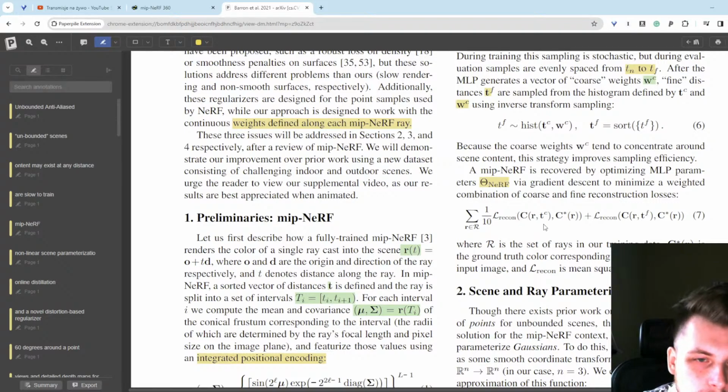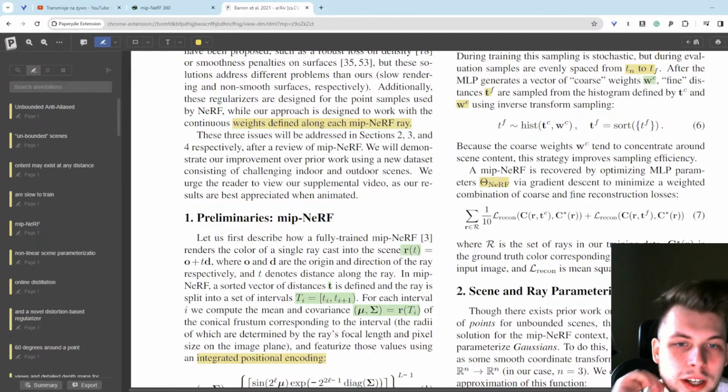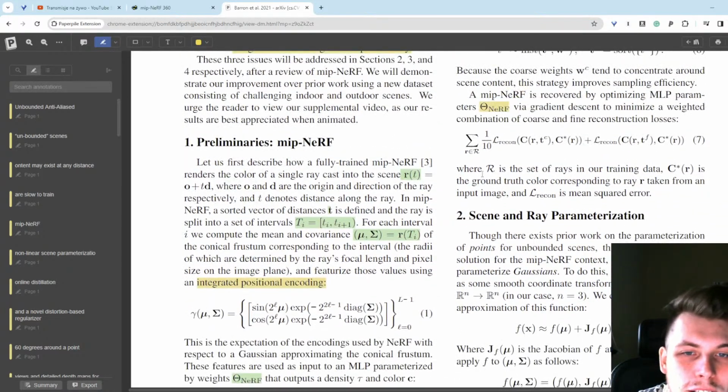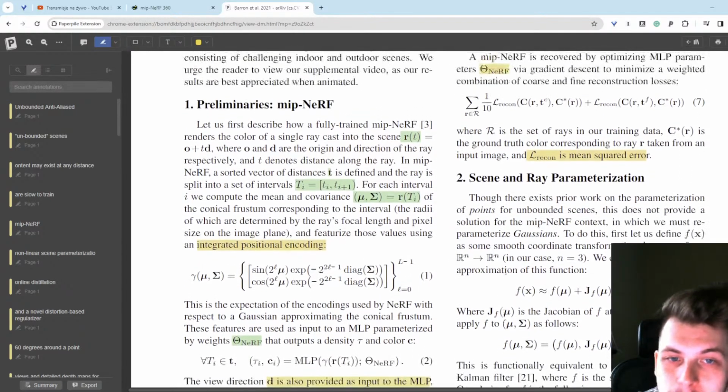This is just to provide gradient to the uniformly sampled points, right? But they are much less important than these correctly sampled points around the density. And the R is the set of rays in the training data, and this is our ground truth color corresponding to the ray R taken from an input image, and the L recon is mean squared error loss, right? So this is mean squared error between the color of the pixel and the color of the reconstructed pixel.